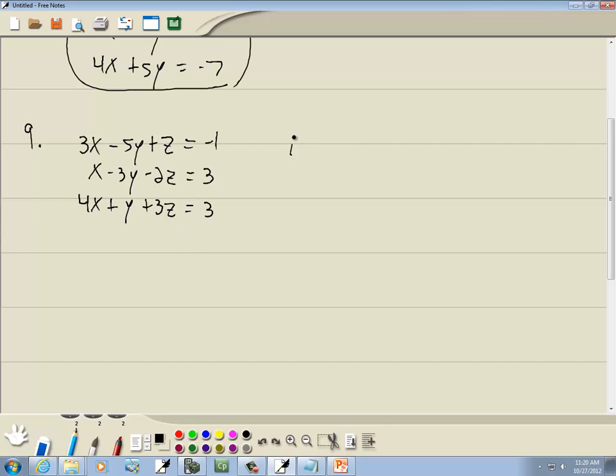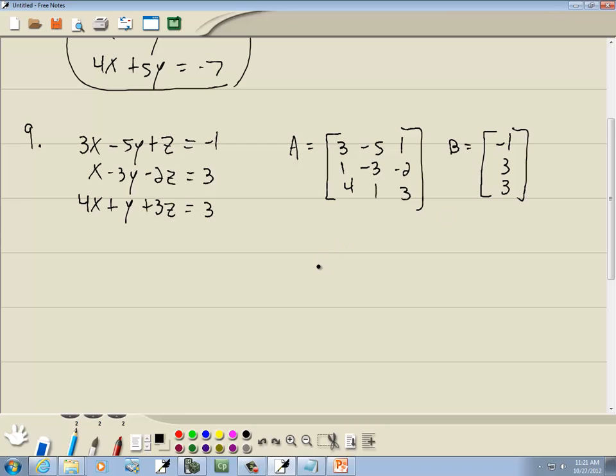Okay. Now our A is going to be our coefficient matrix, the numbers off of our variables. So we've got 3, -5, 1, 1, -3, -2, 4, 1, and 3. Let me double check my signs. Looks good. Now our B is going to be our numbers on the right side: -1, 3, 3. And to solve it, we would need to plug it into this formula here.